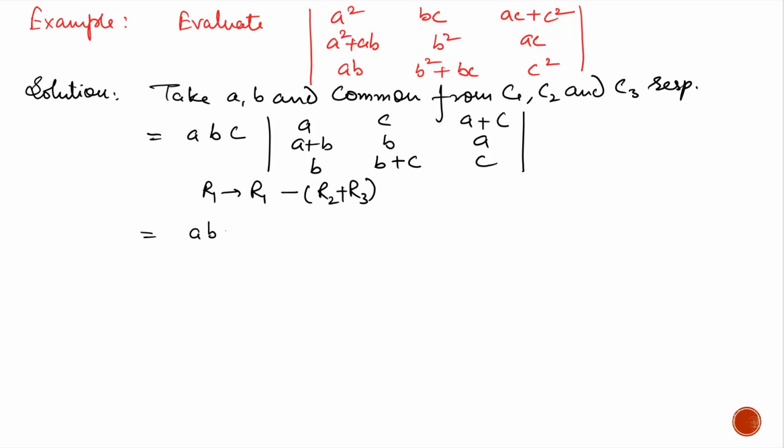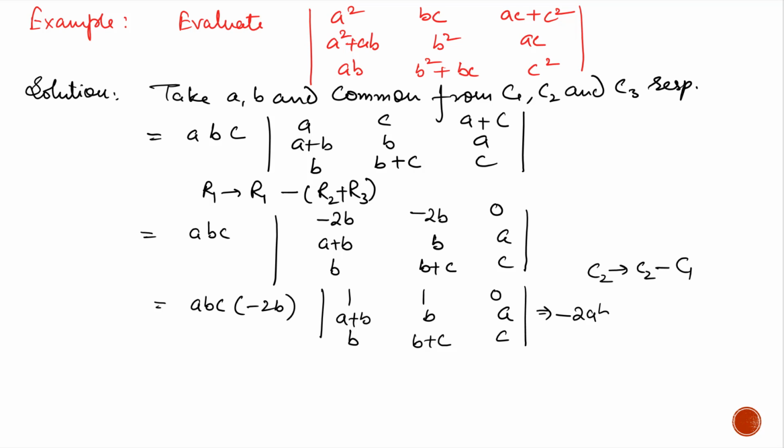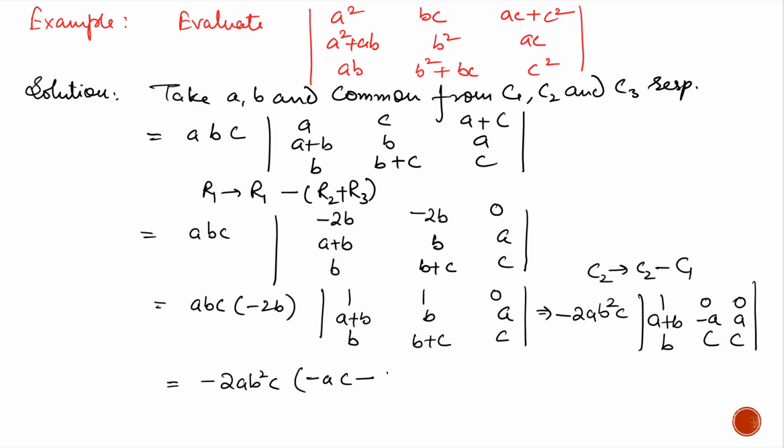Now use property R1 equals R1 minus R2 plus R3. Second and third row remain same. And the first row we will get minus 2b and 0. Take minus 2b common from the first row and now make double 1 equals 1, 0. Using property C2 equals C2 minus C1, the first column remains same. In the second column we will get 0, minus a, c. Third column is 0, a and c. And after expanding we will get 4a square b square c square.